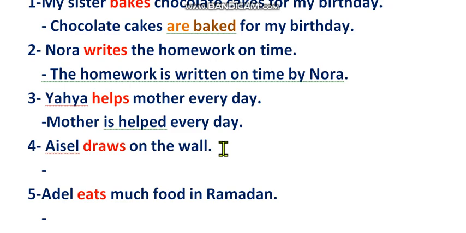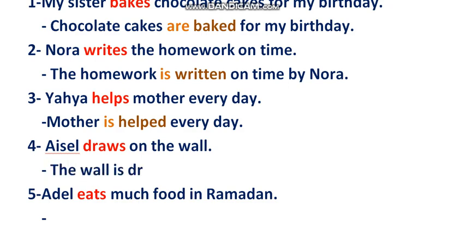Aysel draws on the wall. Okay, here Aysel draws on the wall. So the passive would be the wall is drew, drawn, drawn on. If we have a preposition, that must not be removed usually.